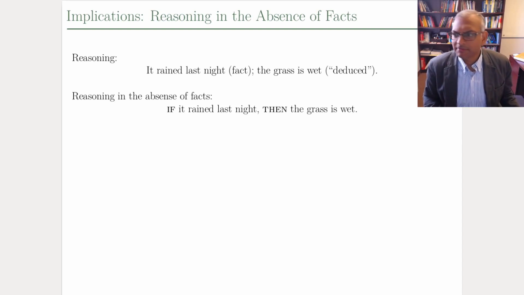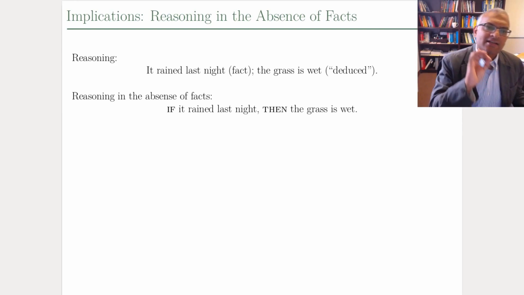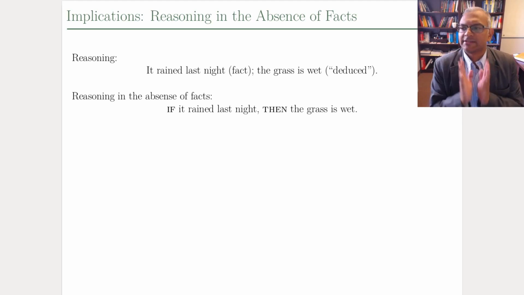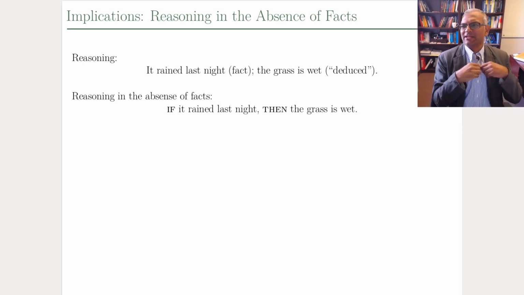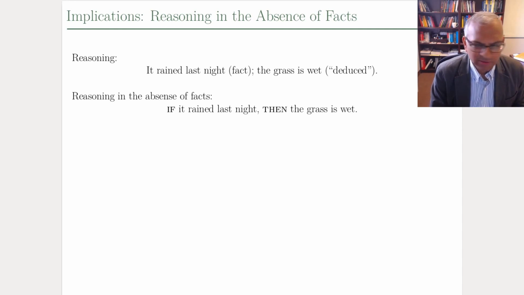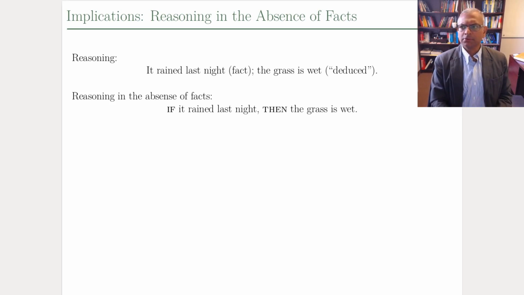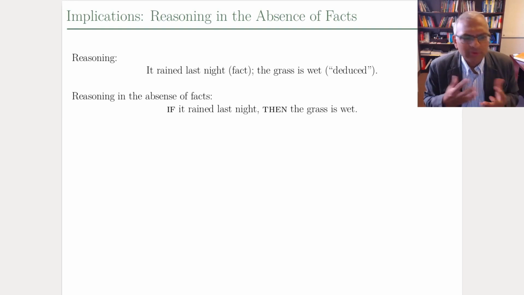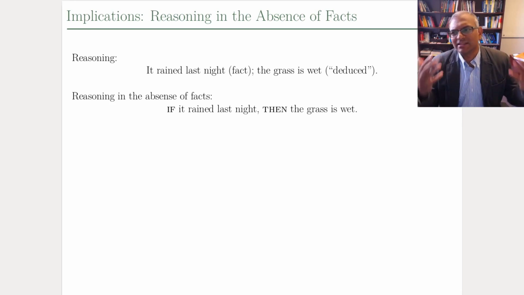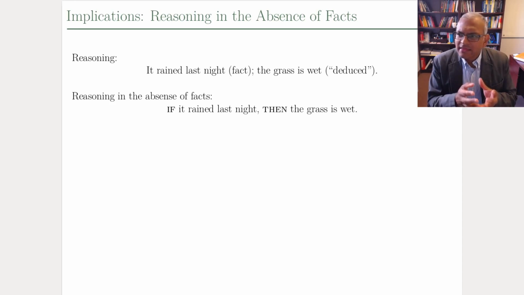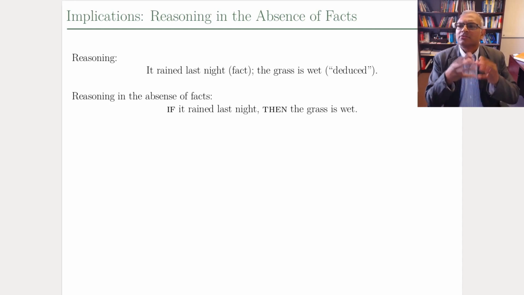Contrast that with an implication. Okay, so here's an implication. If it rained last night, then the grass is wet. Now, why am I spending such effort in contrasting this? Because I'm going to ask you the question, well, what do we know? Did it rain last night? We don't know. Is the grass wet? We don't know. And so this could be viewed as a flaw with the implication in the sense that it doesn't really tell you anything. Okay, so there are no facts that it tells you. So I'm going to call this reasoning in the absence of facts.